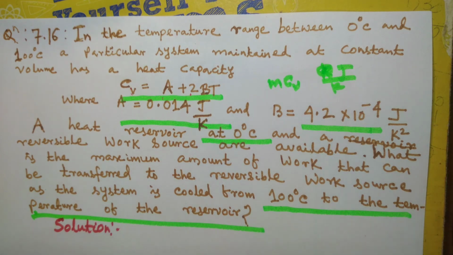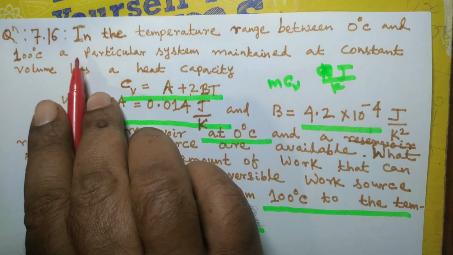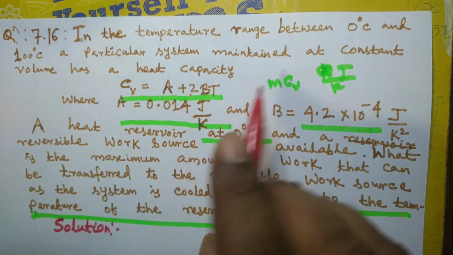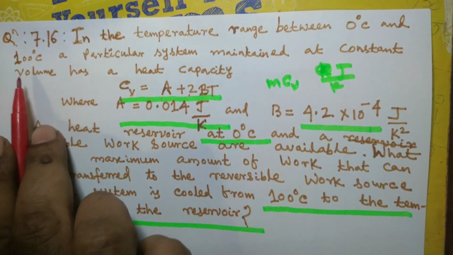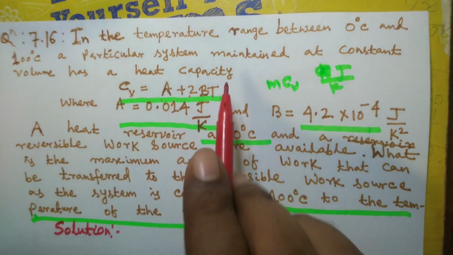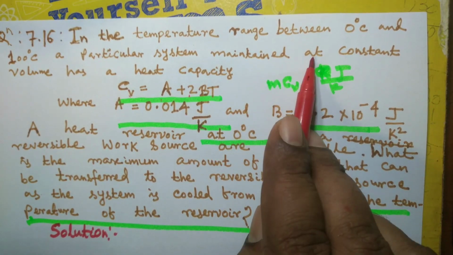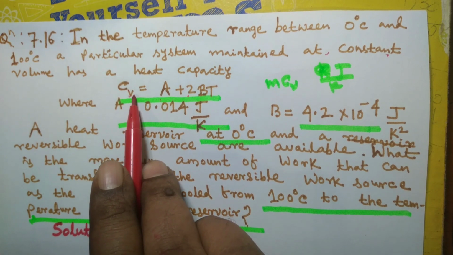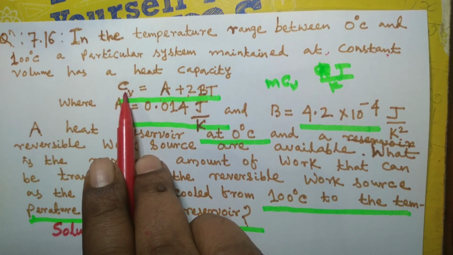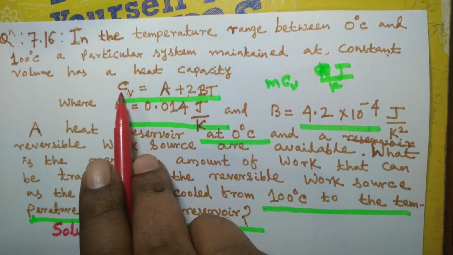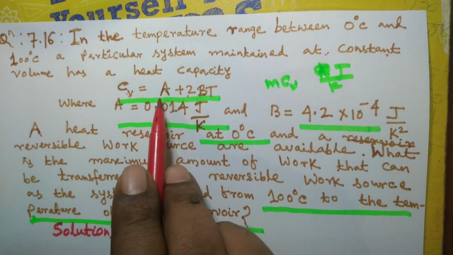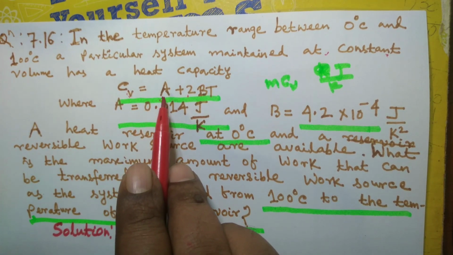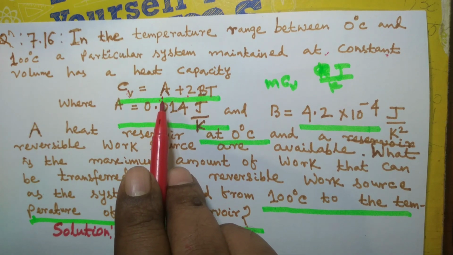You see, the question number 7.16 is like this. In the temperature range between 0 degrees Celsius and 100 degrees Celsius, a particular system maintained at a constant volume has a heat capacity capital Cv. In fact, this is the product of mass and specific heat at constant volume, m cv, and it is a function of temperature, especially between the temperature range of 0 and 100 degrees Celsius.